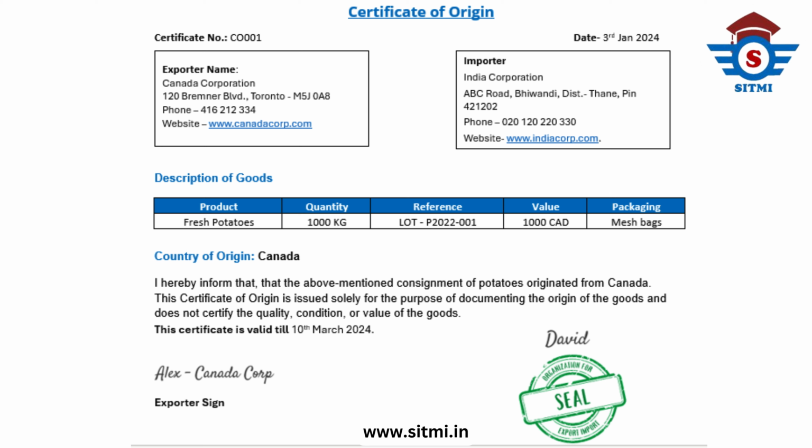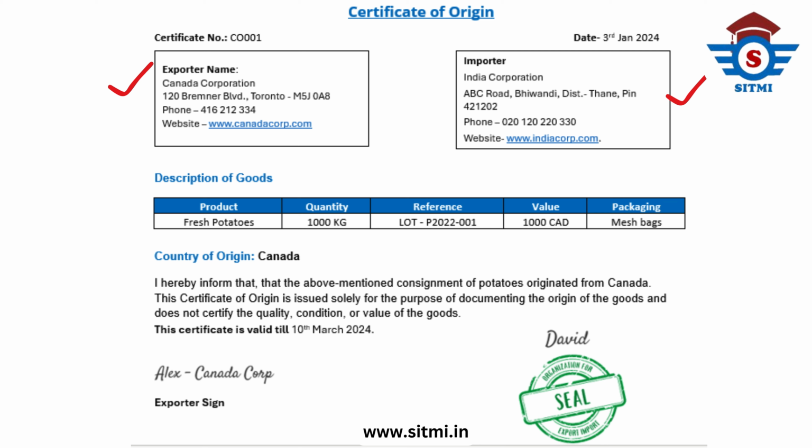Also, let's understand what is included in the Certificate of Origin. Now, Certificate of Origin includes, firstly, the exporter information. This includes the details of the exporter such as their name, address, and contact information. This helps identify the party responsible for exporting the goods. Secondly, it would be the importer information. Similarly, it includes details of the importer, including their name, address, and contact information.